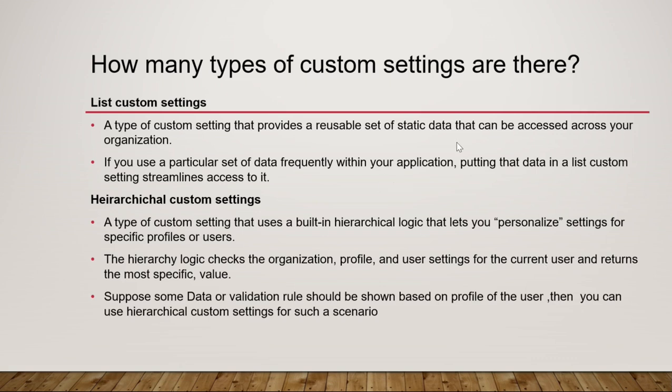What are the types of custom settings? We have list custom settings and hierarchical custom settings. List custom setting is just a set of static data. Hierarchical custom settings can be set for hierarchical logic, like you can do it for each and every profile or certain users. Suppose some data or validation rules should be based on profile, then in those cases you use hierarchical custom settings. So there are two types of custom settings, list and hierarchical. Hierarchical is more advanced and more personalized. You can personalize it for profiles and particular users or even at the organization level.